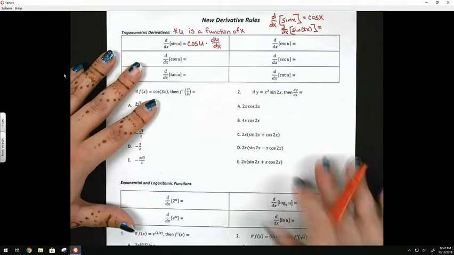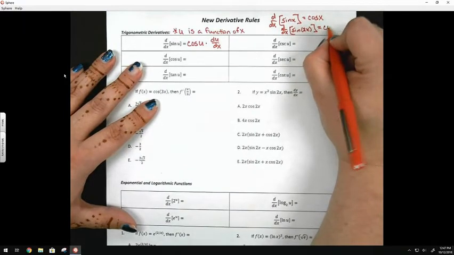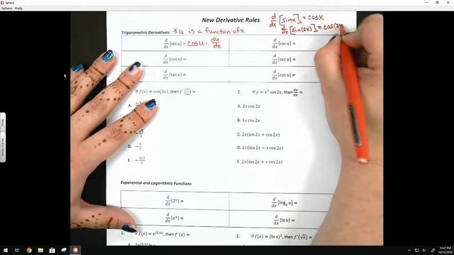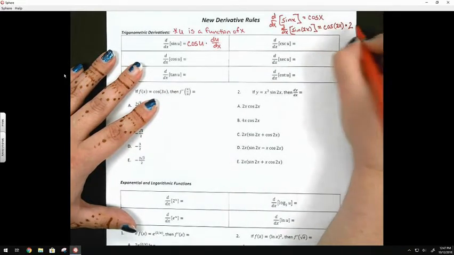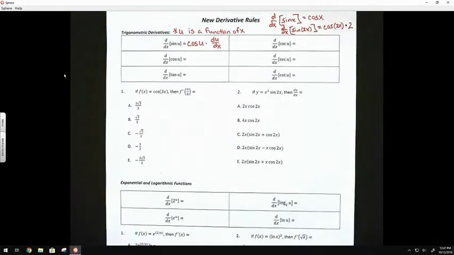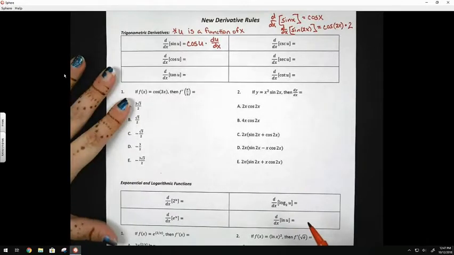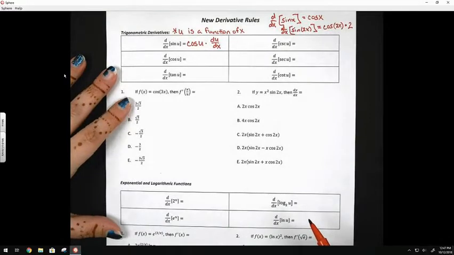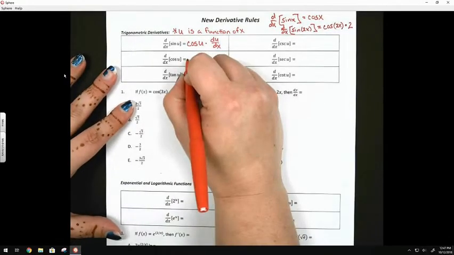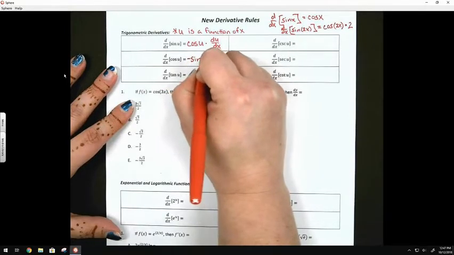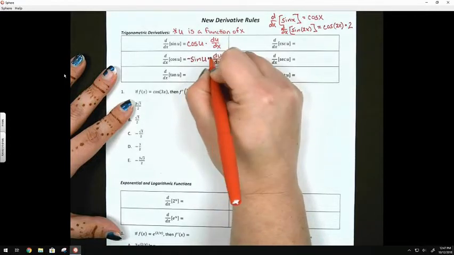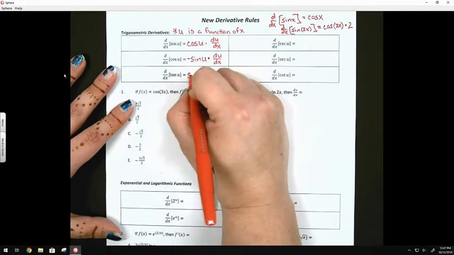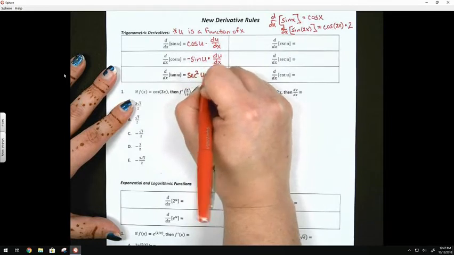So we take the derivative of the outside, which is cosine, and remember the inside stays the same, and then multiply by the derivative of the inside, which in this case is 2. All right, so that's where this u is kind of coming from. I hope that helps a little bit with the notation. We'll do a lot of examples and talk about a lot of different problems, so you'll be fine. The derivative of cosine is negative sine u times du dx. Tangent is secant squared u times du dx.